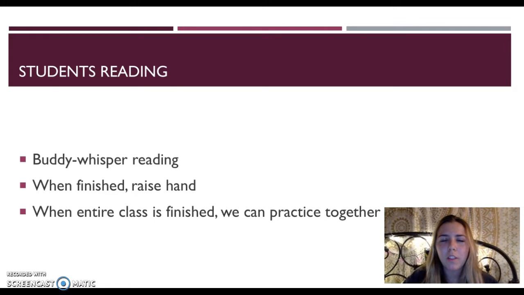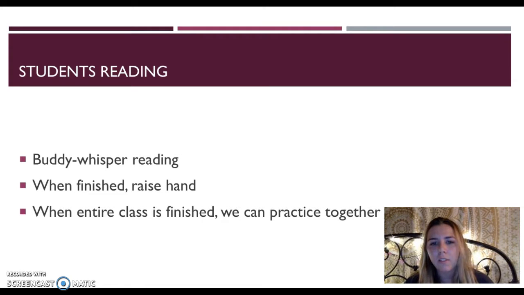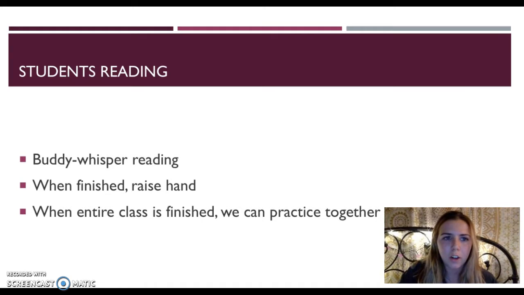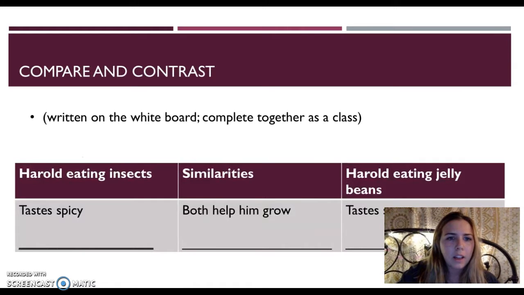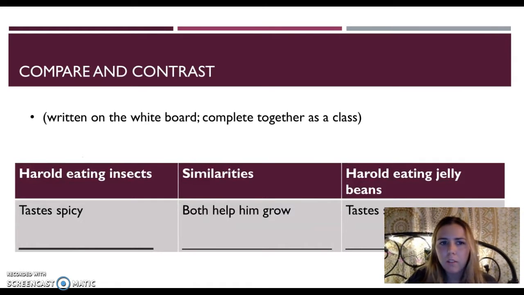So right now I would have the students break off into buddies and I would have them whisper reading to one another. When they are finished, I'd have them raise their hand to let the teacher know they're done. And then once the entire class is finished, we would go ahead and practice the compare and contrast chart together. So class, right now I would have the compare and contrast chart written on the whiteboard and we would be completing it together as a class.